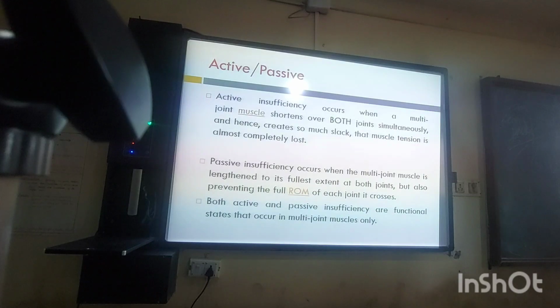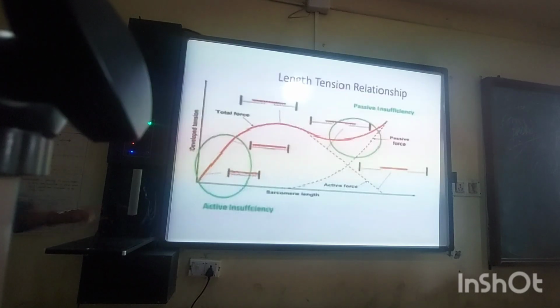Is it full range of motion? It is not full range of motion. It will not bring about the full range of motion. This is called passive insufficiency. Fine. Both active and passive insufficiency are functional states that occur in multi-joint muscles.